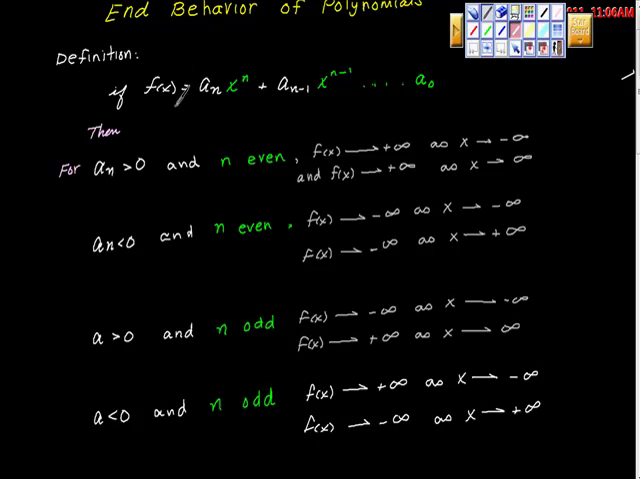We start with this polynomial, a sub n x to the nth plus this mess. All it's saying is this is the coefficient of the first term, and the first term is the term that has the variable with the highest exponent. The second term is the variable with the second highest exponent, etc., all the way down. And that's all that's saying.